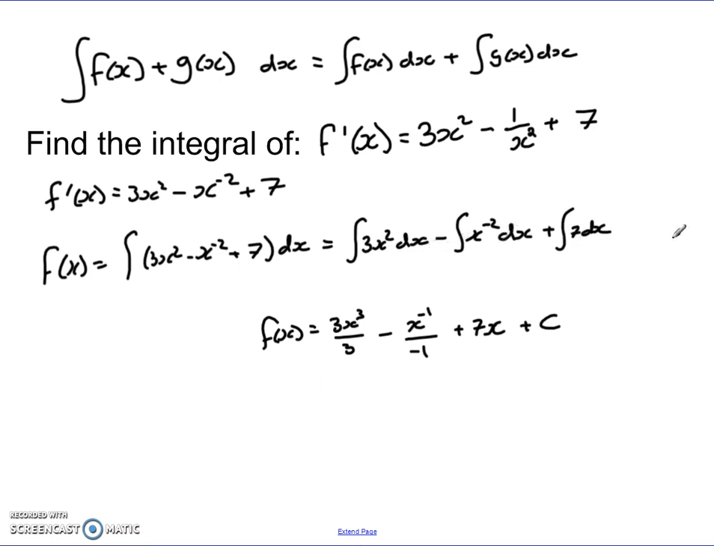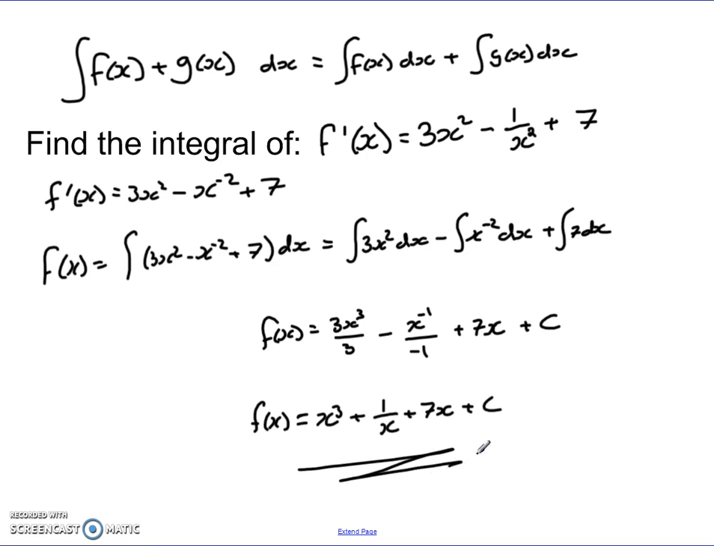Now, we don't include one for each of them, we just include one generic one at the end of the calculation for multiple terms. We then simplify everything out. So f of x equals, well, 3 over 3 gives me 1, so I just get x cubed. This is minus and minus, so that becomes a plus, and x to the negative 1 becomes 1 over x, then plus my 7x, and then plus my constant of integration c. So that there is my final answer.